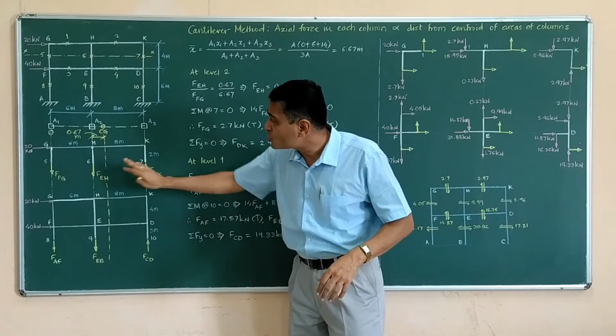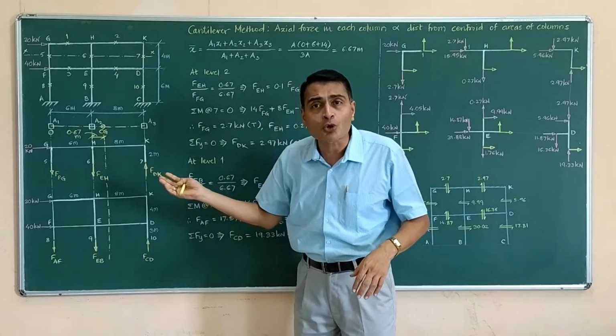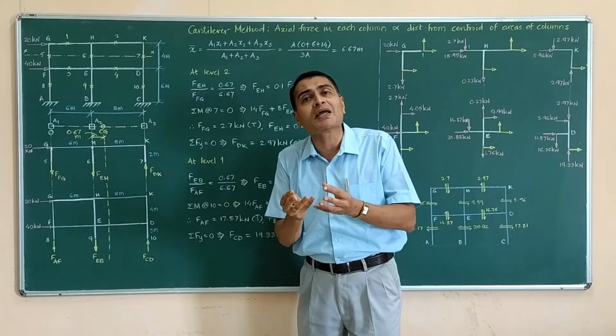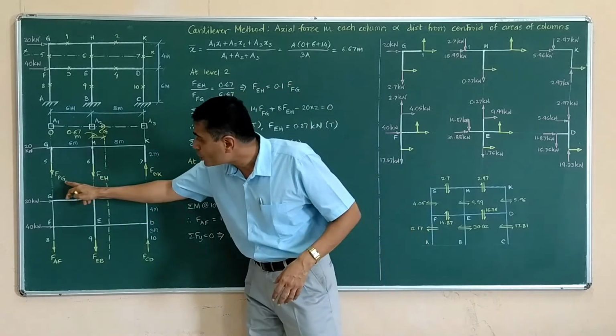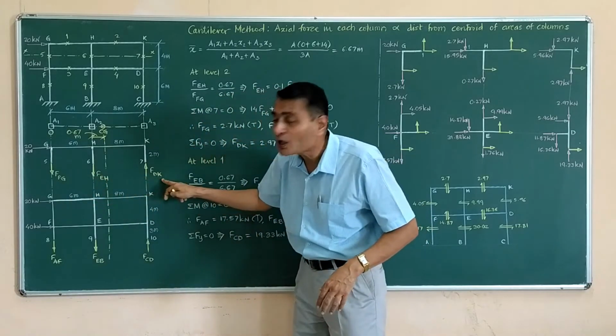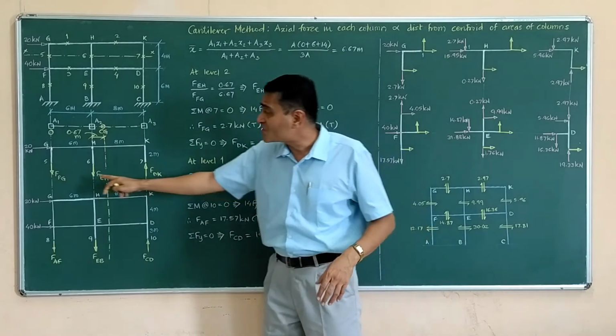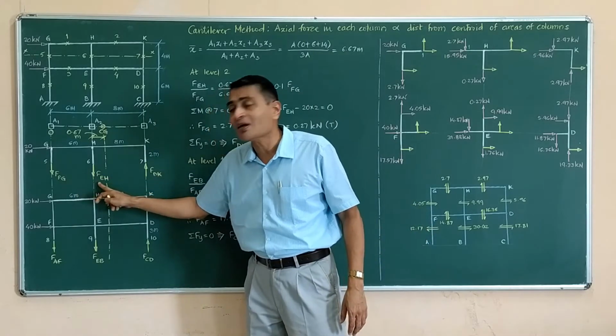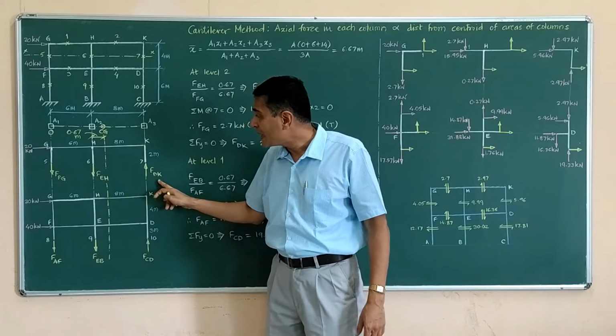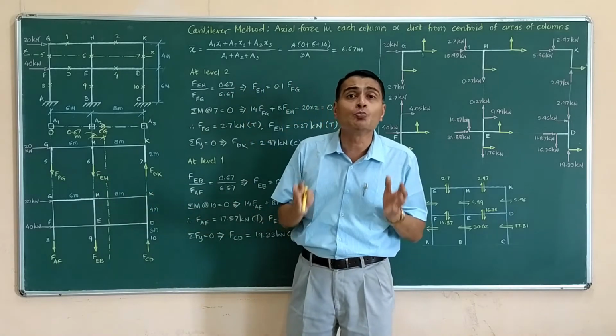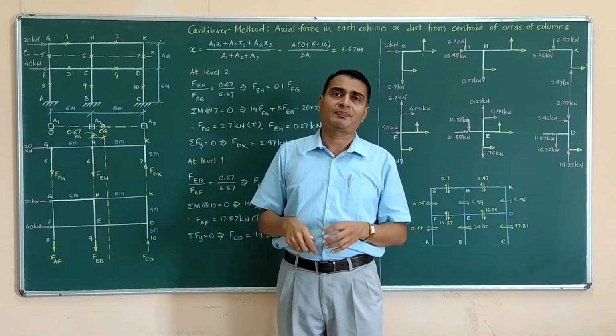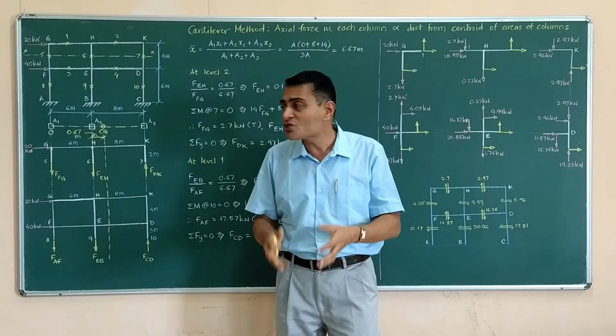And the column on the other side of the centroid of the column group is supposed to be carrying compression. So I am showing pulling forces here and a pushing force here. That is, F of FG is tensile, F of EH is tensile, and F of DK is assumed to be compressive. Now how do I find these forces?